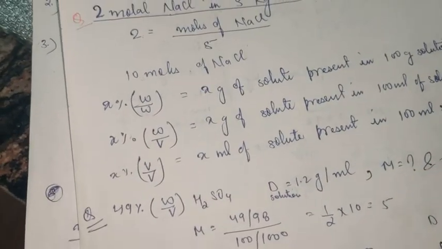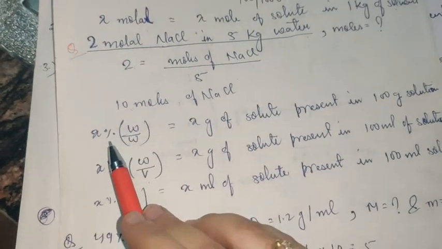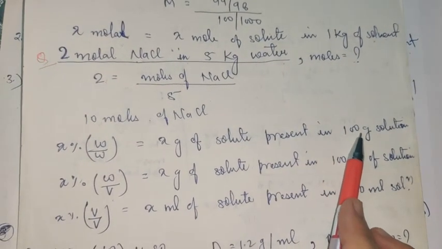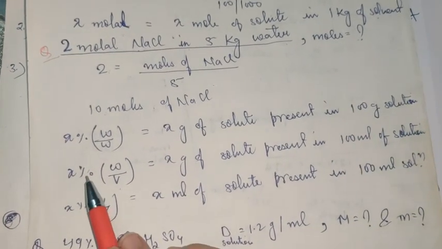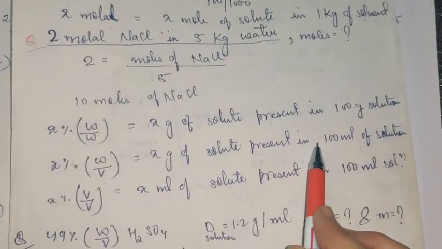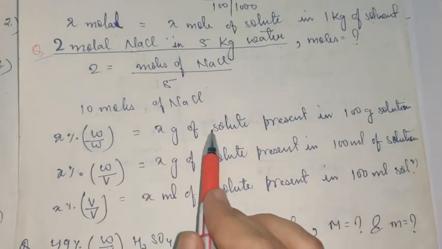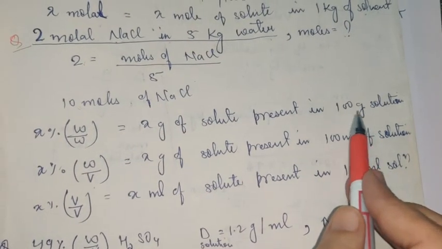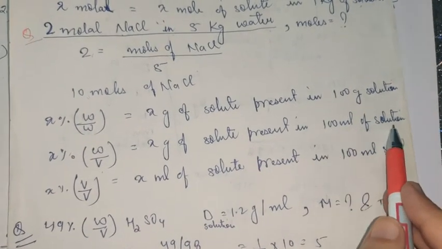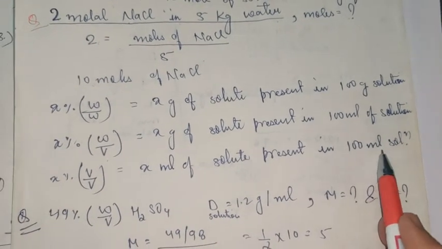Other concentration terms are weight by weight, weight by volume, volume by volume. Now what does this mean? X percent weight by weight means x gram of solute is present in 100 gram solution. And x percent weight by volume means x gram solute is present in 100 ml of solution. Weight by weight means the weight of solute is taken and weight of solution is also taken. It is constant, 100 gram. And V by V means x ml of solute present in 100 ml solution.